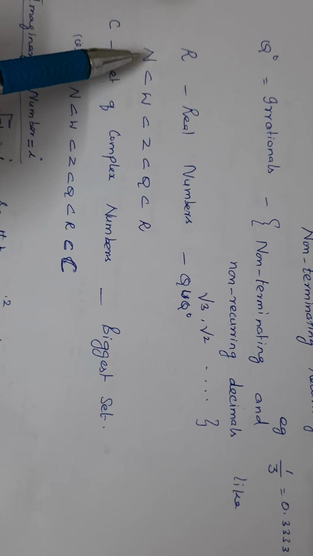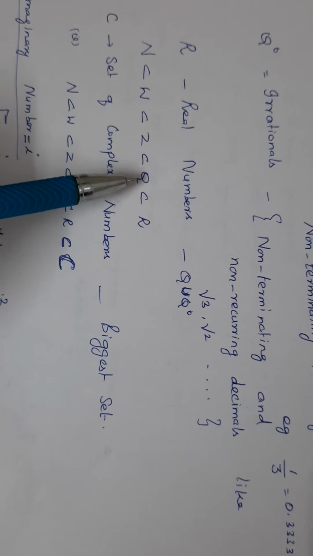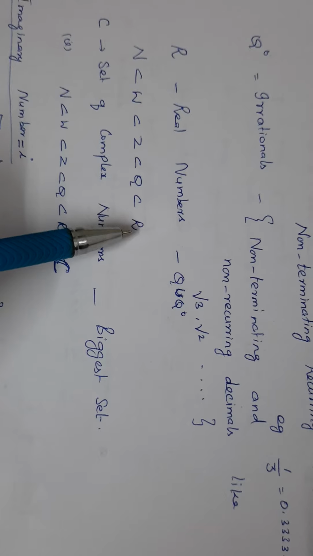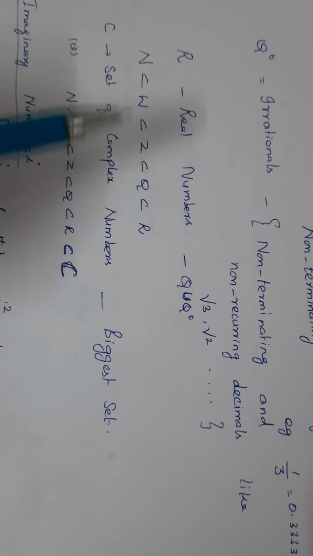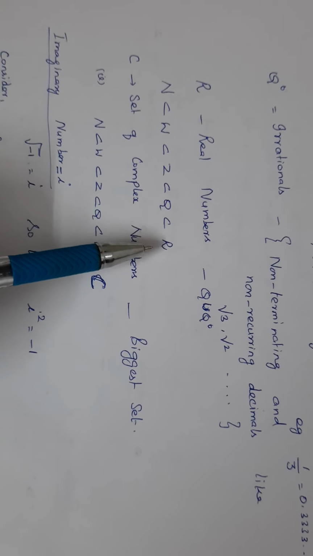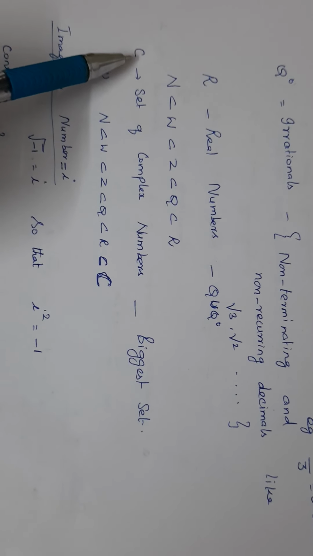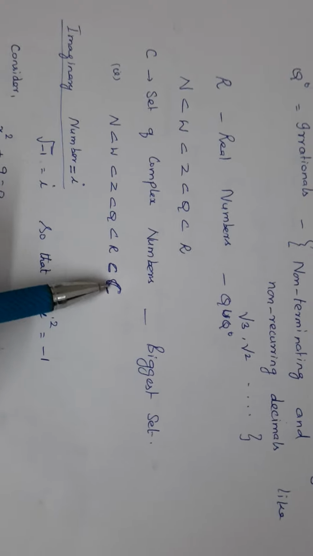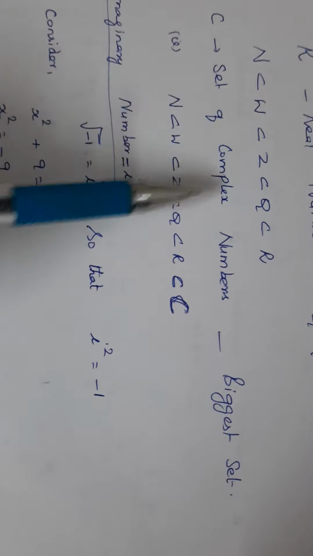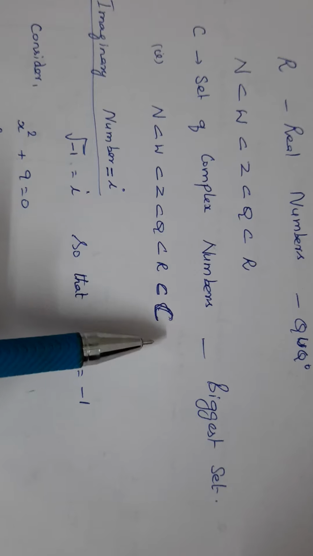So natural number is the smallest set, which is contained in the whole numbers, and it is contained in Z, and it is contained in Q, and it is contained in R. So far you have learnt that R is the biggest set. Now this year you are going to see one more set, which is the biggest set of all, and that set is called the set of all complex numbers, which is denoted by the letter C. That means C is the biggest set, which is a superset of all the above sets. So we are going to see about complex numbers in this chapter.